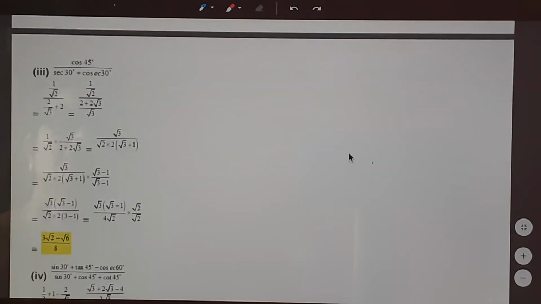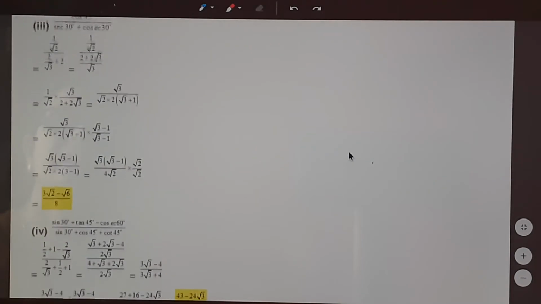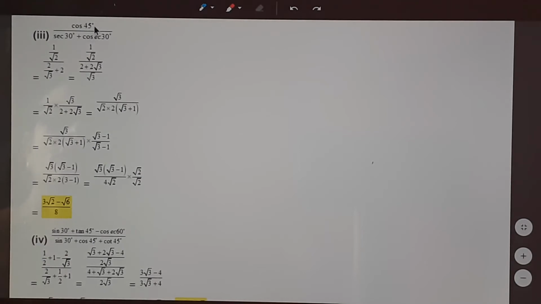Similarly, let's see the third one. In the third question you can see that it is cos 45 degree upon sec 30 degree plus cosec 30 degree. Cos 45 is 1 by root 2. Then upon, we will substitute sec 30. Sec 30 is 2 by root 3, and plus cosec 30. Cosec 30 is 2. We will substitute all the values in this given question and try to solve.